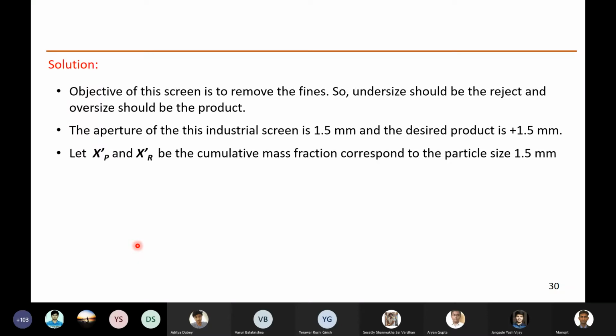Right. So we are defining two variables. One is xp dash, another is capital XR dash. And we define this as the cumulative mass fraction corresponding to the particle size of 1.5 millimeter. Question: xp dash and xr dash, will it represent the mass fraction of the desired product here?